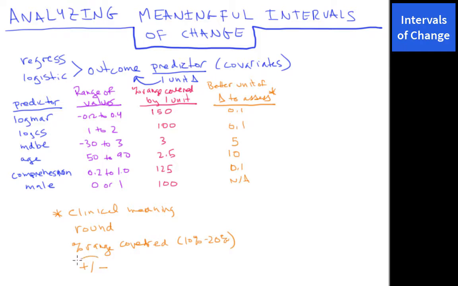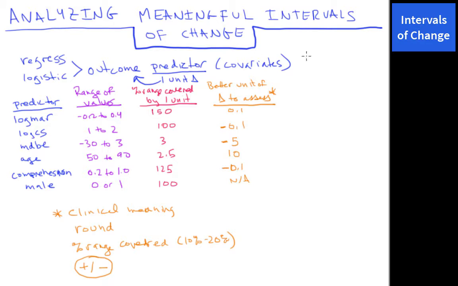We're also going to want to think about whether we want to look at positive change or negative change. I tend to want to look at things which predict worse performance, so we're going to want to think about what would be most likely to predict worse performance over here. We're going to want worse visual acuity, which actually means higher logMAR. We're going to want to have lower contrast sensitivity, so a negative value, and a lower mean deviation, which again is going to be negative. We're going to want to have higher age, and worse comprehension.